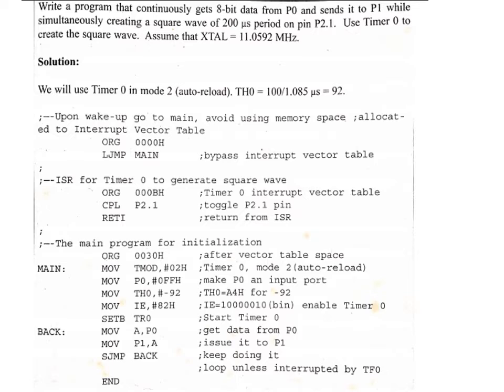So here you can see that for every 100 microseconds time duration, the microcontroller gets interrupted and a logic high to low signal is sent, thereby generating a square wave of time period 200 microseconds. Meanwhile, data will be sent from port 0 to port 1.